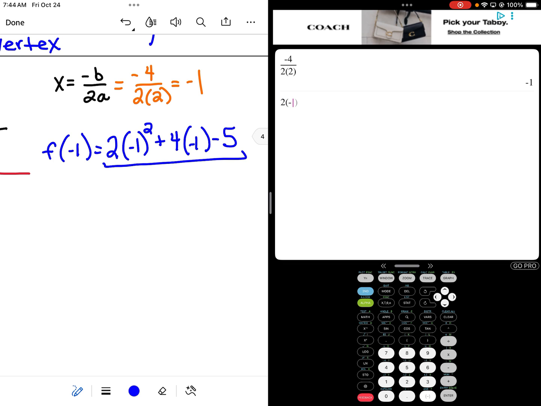So 2 parentheses -1 squared plus 4 parentheses -1 minus 5. It equals -7. So my vertex is -1, -7.